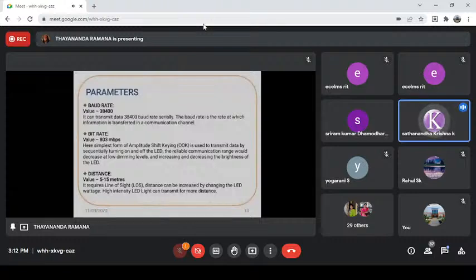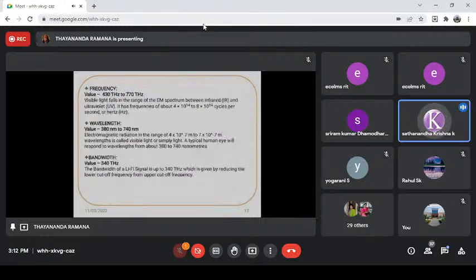Distance can be increased by changing the LED wattage. High intensity LED can transmit more distance. On seeing the frequency of Li-Fi, the value is 430 terahertz to 770 terahertz. Visible light falls in the range of the EM spectrum between the infrared and the UV.